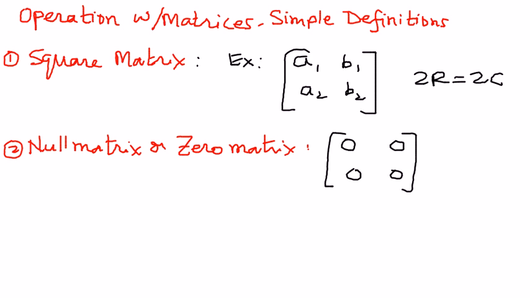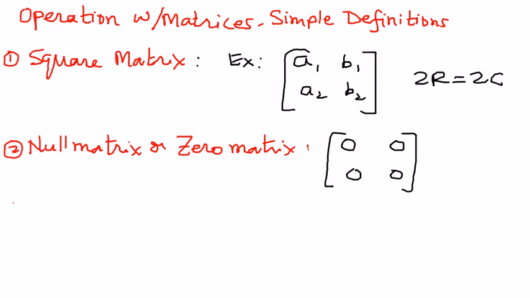When we add 2 matrices, if the result comes out as 0, then we can say the sum of 2 matrices or difference of 2 matrices is a null matrix or a zero matrix, and that's the way we can represent that.